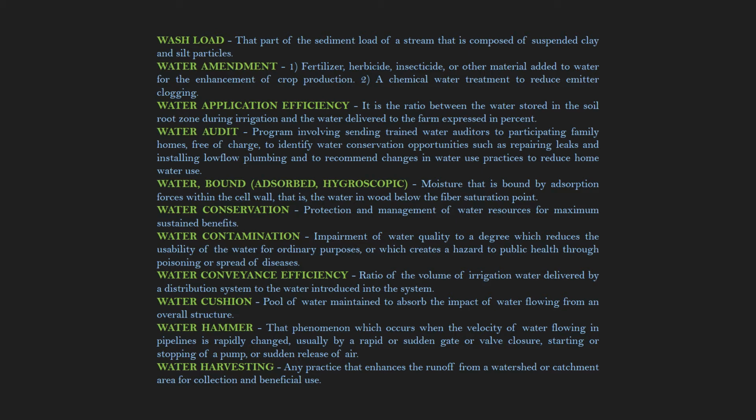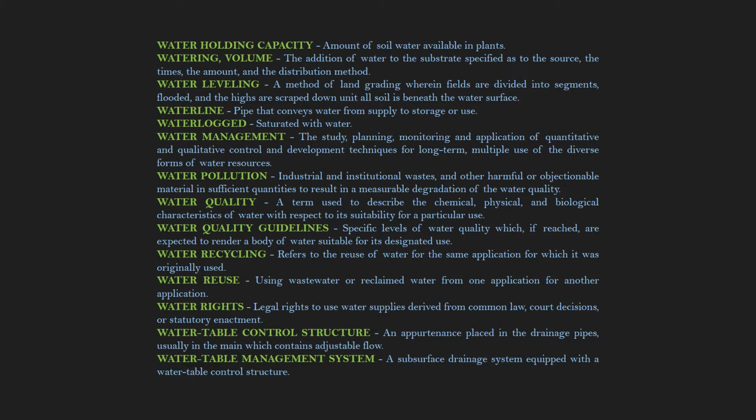Water harvesting. Any practice that enhances the runoff from a watershed or catchment area for collection and beneficial use. Water holding capacity. Amount of soil water available to plants. Watering volume. The addition of water to the substrate specified as to the source, the times, the amount, and the distribution method.